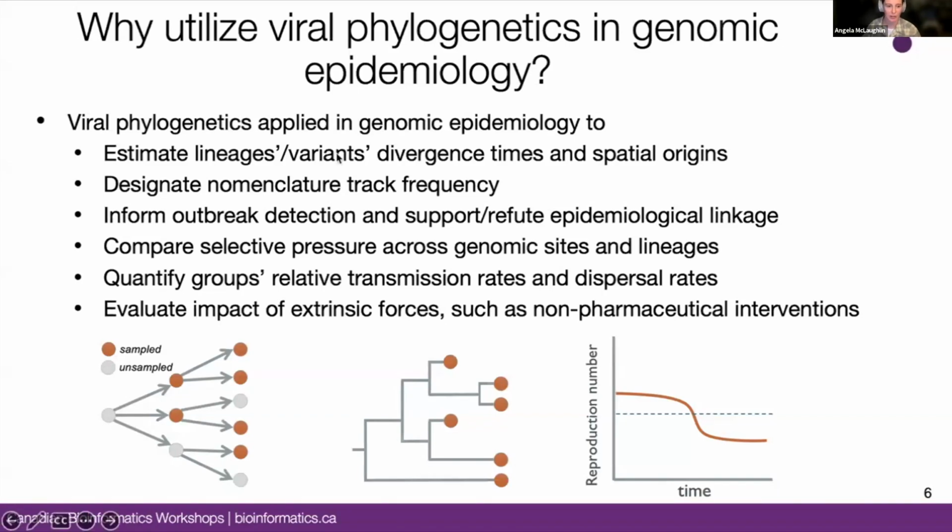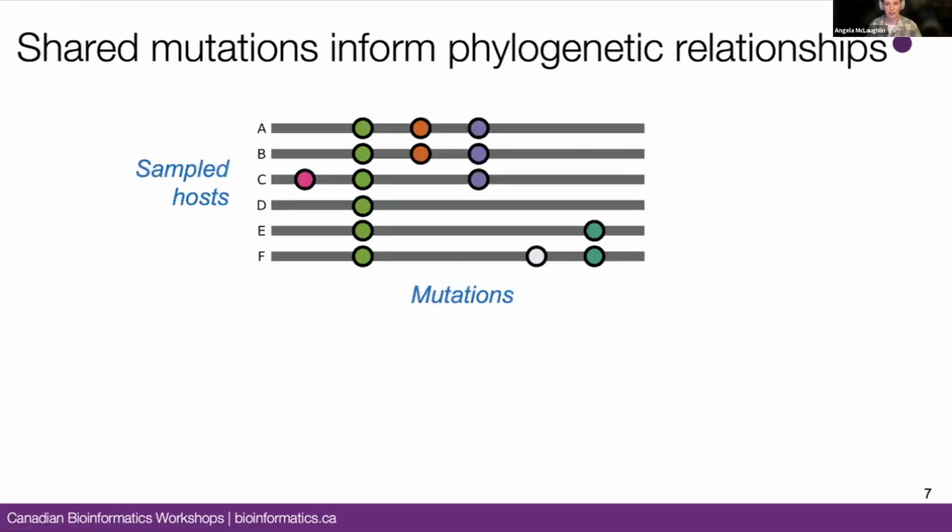For example, non-pharmaceutical interventions like travel restrictions on COVID-19 importations or social gathering restrictions on the effective reproduction number. So this is depicted in this cartoon here where we have a partially sampled transmission chain, which ends up being a partially sampled phylogeny, and from that we can deduce a change in the reproduction number through time.